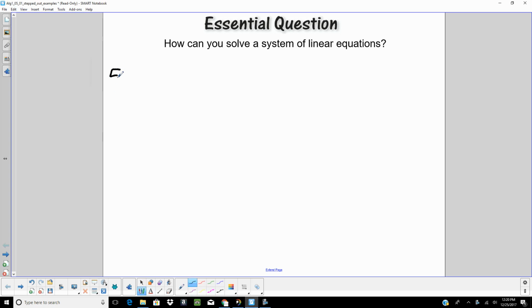Hello, today we are doing Chapter 5, Section 1. Our essential question is, how can you solve a system of linear equations? Today we are going to really focus that answer with graphing.